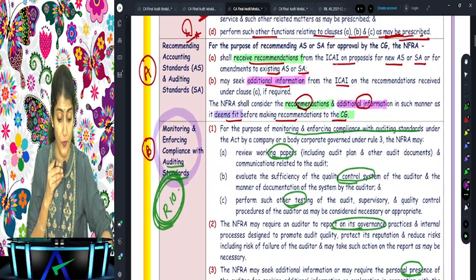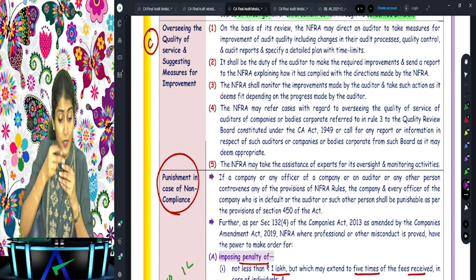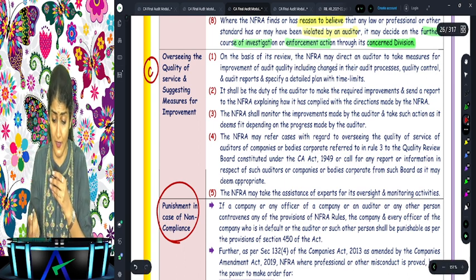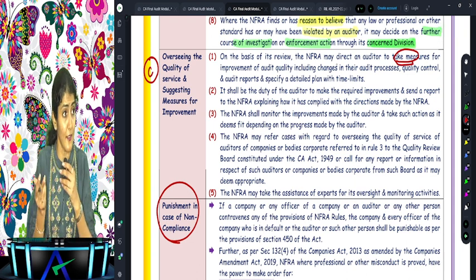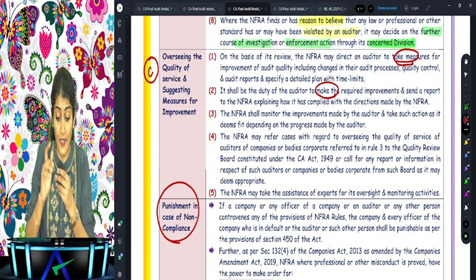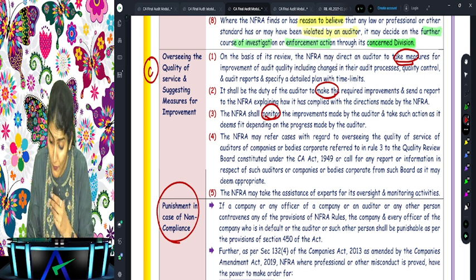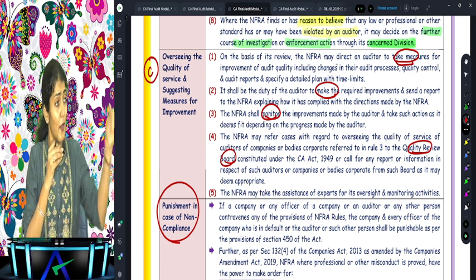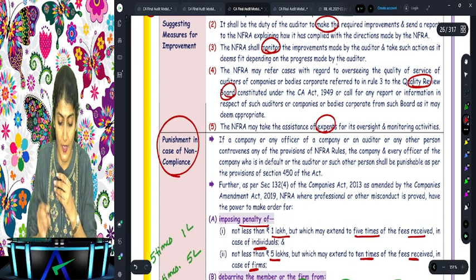So monitoring and enforcing compliance with the auditing standards. Then what is the C point over there? Overseeing the quality of the service and suggesting measures for improvement. So they are telling the auditor, how you're doing audit is not good, take measures for improvement. Once they tell the auditor to take the measures, the auditor is required to make the required improvement. Then the NFRA will monitor whether the required improvements have been made. NFRA can also refer these matters to the Quality Review Board. We told them to improve, but did they really improve? Now who checks it? The Quality Review Board. And again, the NFRA may take the assistance of experts.